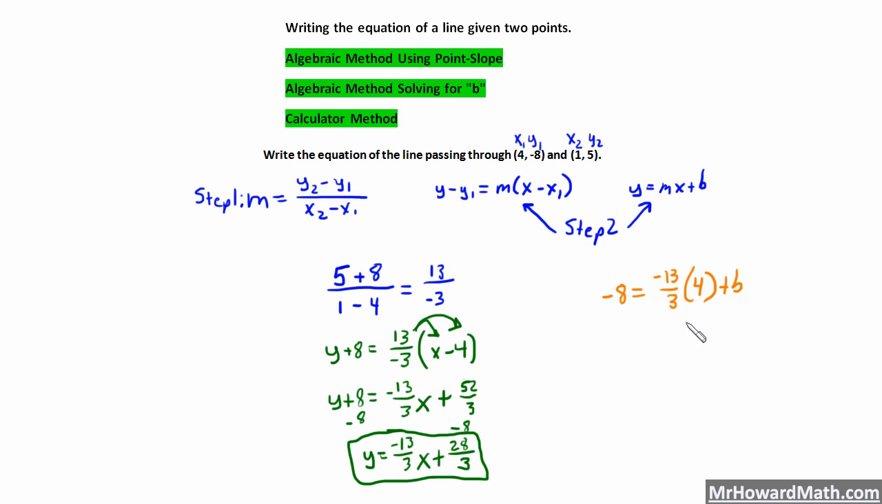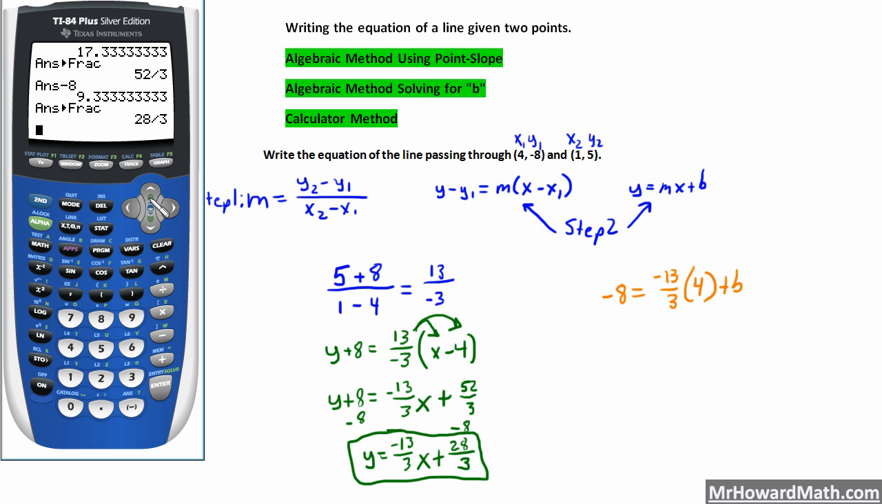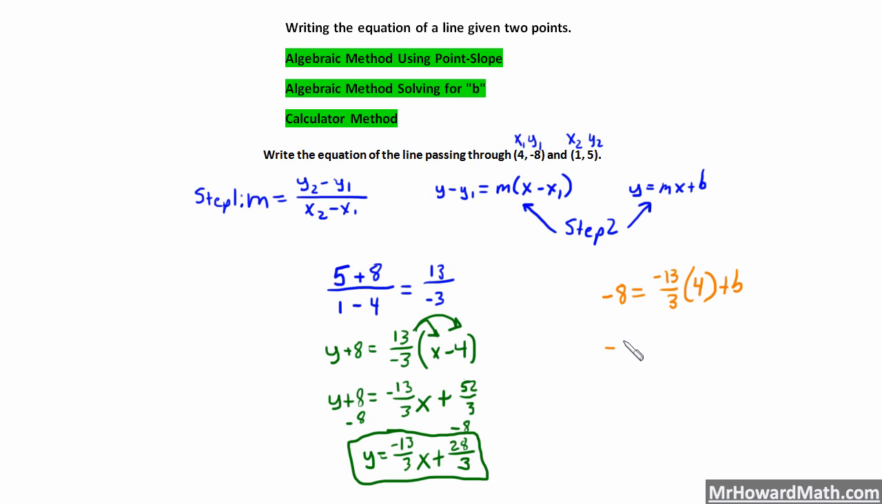Okay, so negative 13 over 3 times 4. Let's see, I think we already did that, didn't we? Alright, so negative 13 over 3 times 4. Negative 17 1/3, and as a fraction, that was negative 52 over 3. So we have negative 8 equals negative 52 over 3 plus b. So now we're going to add 52 over 3.